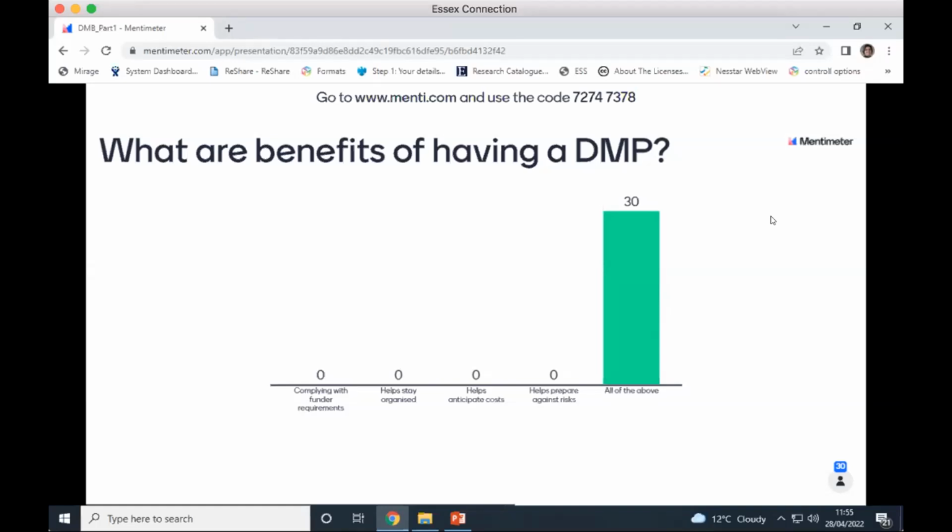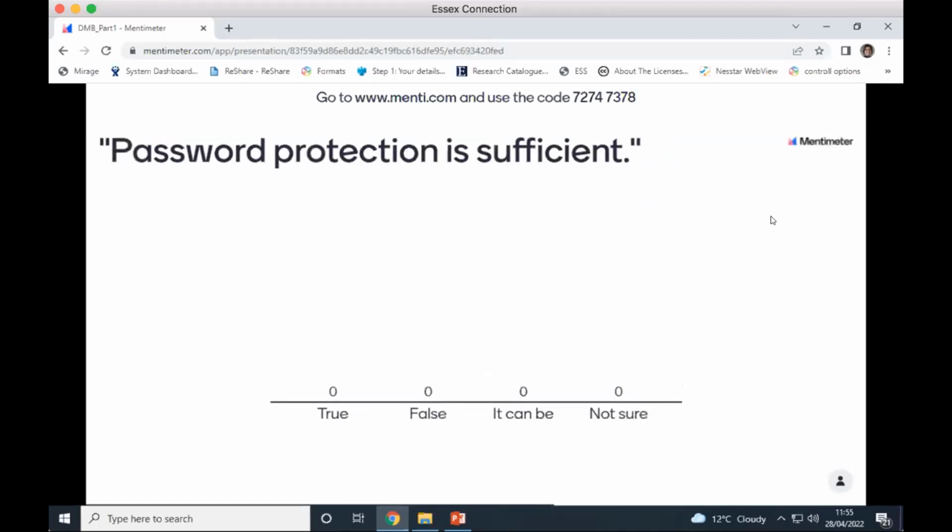So we have data loss, we have destruction, disclosure, access by people who shouldn't be accessing it, etc. Okay, so very good on that.